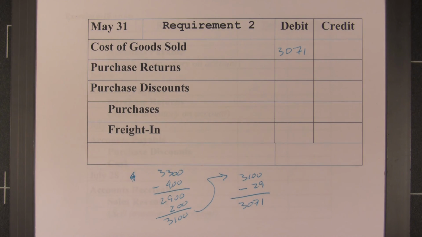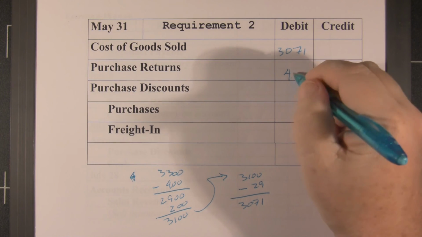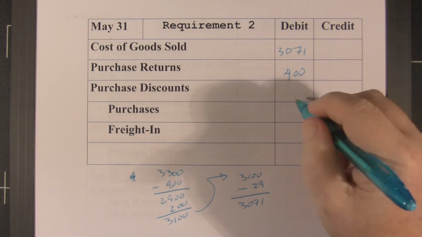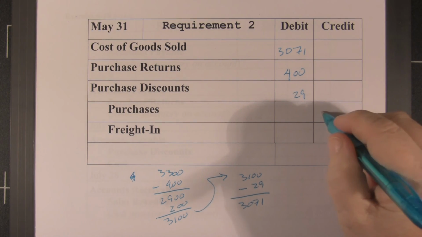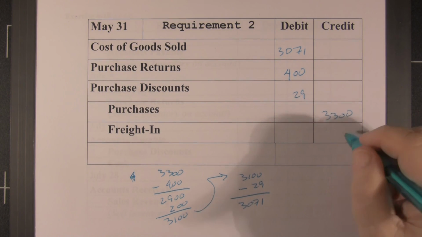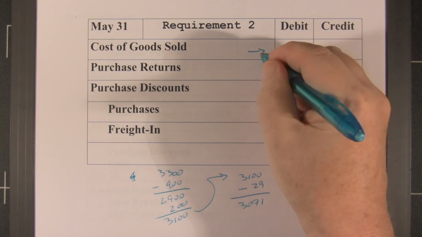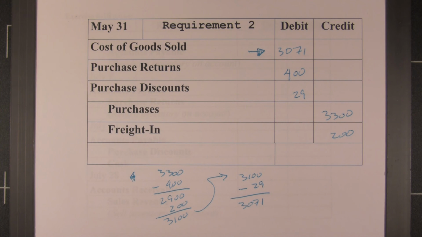Okay, purchase returns, they just flat out give us. They told us we sent back $400 worth of stuff. So we're going to put that down, $400. Our purchase discounts was $29. Our purchases were $3,300. And our freight in was $200. Everything was given to you except that, and admittedly that would have been a bit of a bear to come up with.